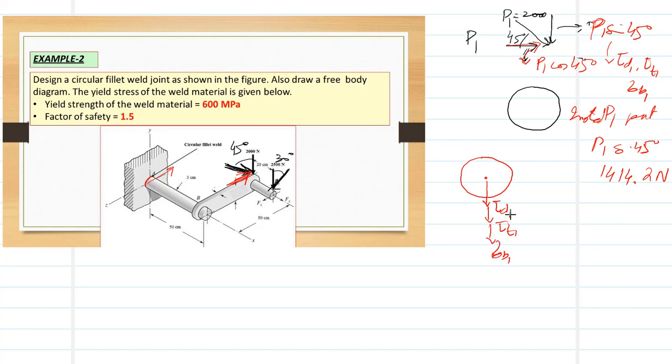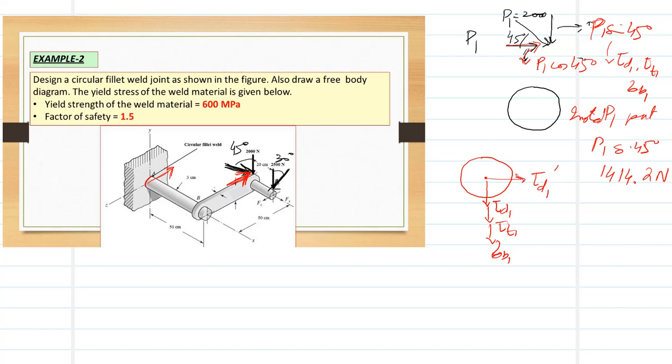The only difference is that instead of putting P1, we have to put the vertical component, that is P1 sine 45 degrees. Now because of the horizontal component, we have an additional two stresses. One is direct shear in the direction of the horizontal component, and we call it tau D1 prime, just in case you want to distinguish between D1 and D1 prime.